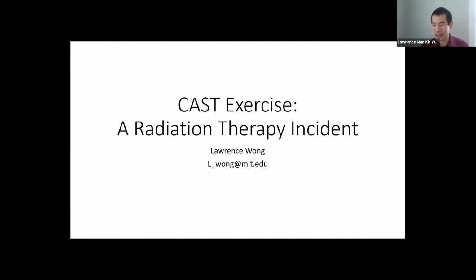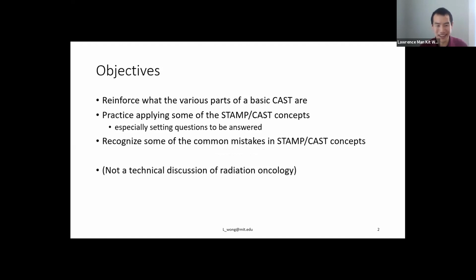So just because of the interest of time, we are not going to go through the entire radiation therapy incident, but one of the things that I would like to achieve is to recognize some of the common mistakes in STAMP and CAST concepts. I know in years past, Nancy and John ran a really good presentation seminar on what to avoid. And since I did not see that on the agenda, I'm going to maybe take a page from them and try and go through some of these things.